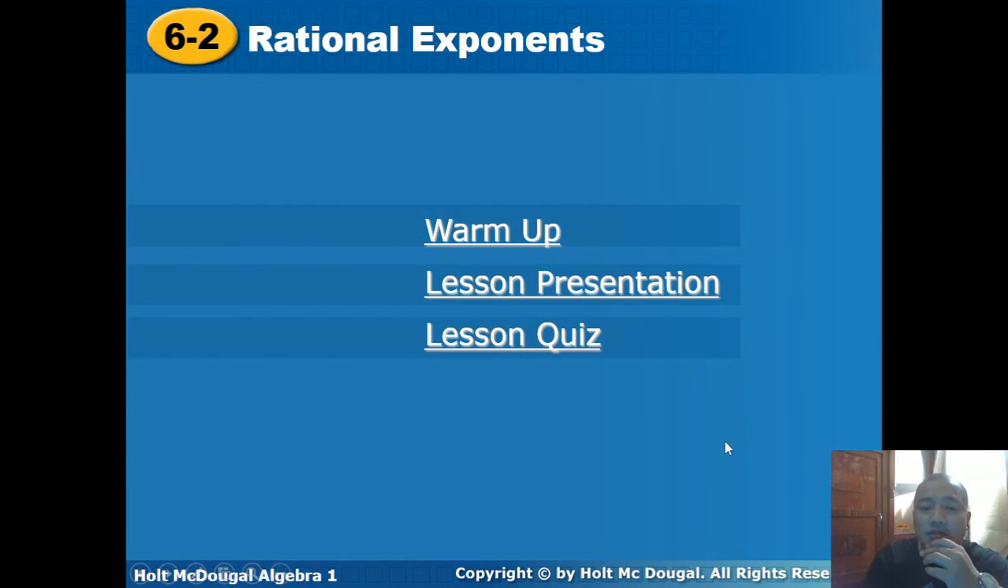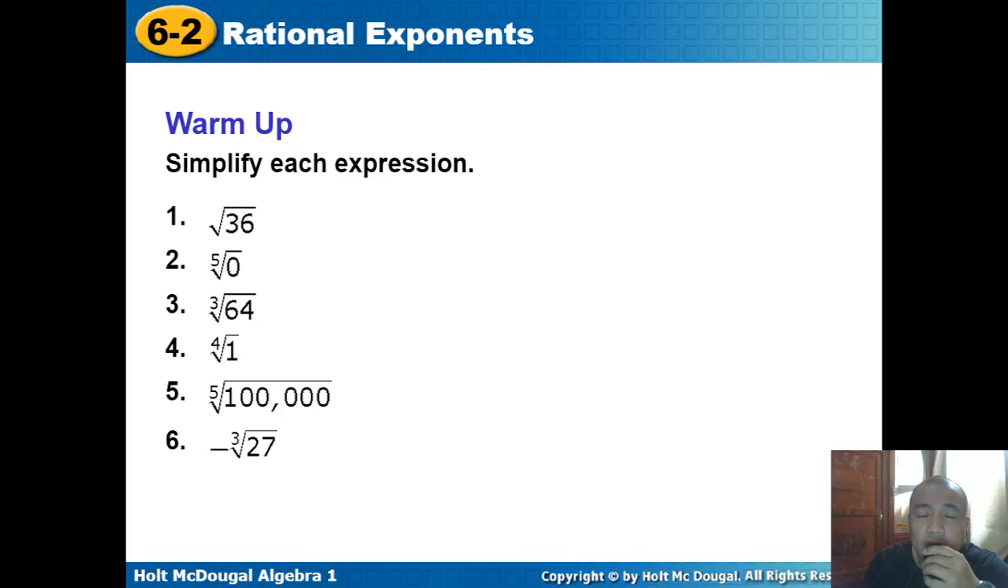Hello, grade 9 students. This is part 2 of our discussion on rational exponents. So let us first have a warm up.